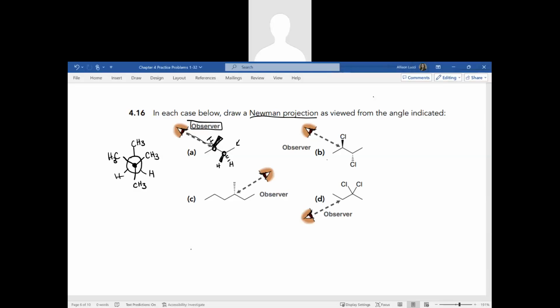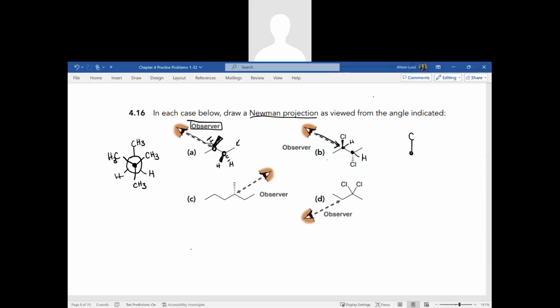So let's do the same thing here with compound B. So this is our observation angle here. And we see on our first carbon, we have a methyl group, a chloro, and then a hydrogen. And then our second carbon here, we're going to have a chlorine, a hydrogen, and then a methyl. So let's take a look at the positioning here. The front carbon is connected to the chlorine atom pointing up and to the right, as well as a methyl group pointing down.